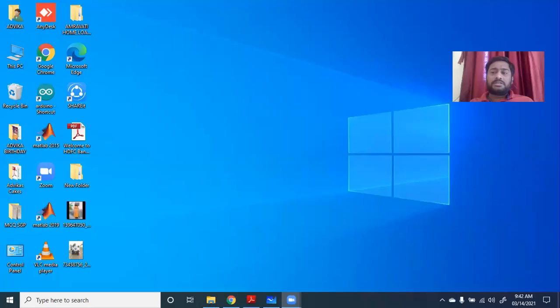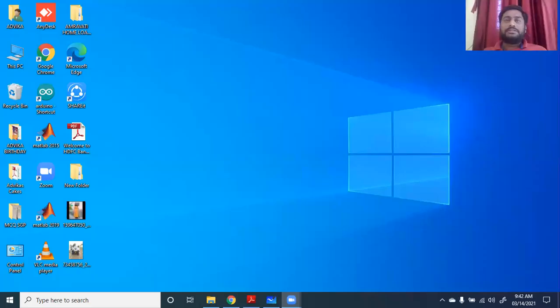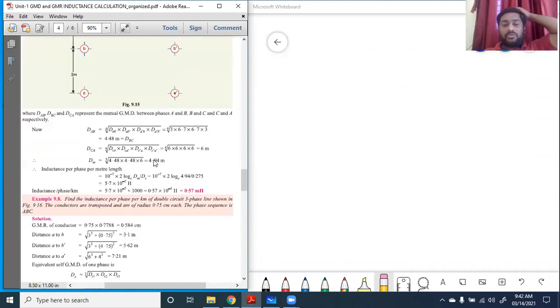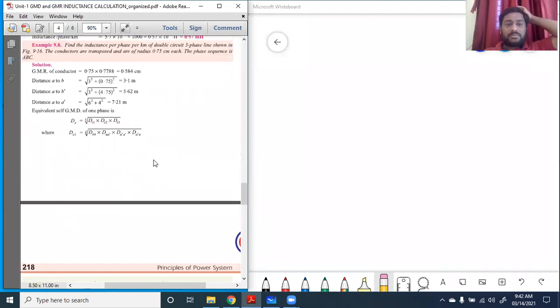Now in the previous lecture we discussed the numerical based on GMD and GMR, where self GMD is called the GMR and mutual GMD is called the GMD. We also discussed the numerical based on the double circuit three-phase transmission line, and now in this lecture we will discuss some other three-phase double circuit transmission line numericals for different configurations of the line.